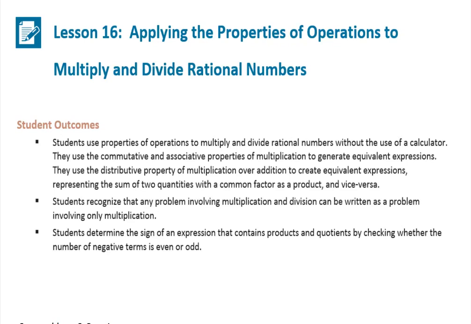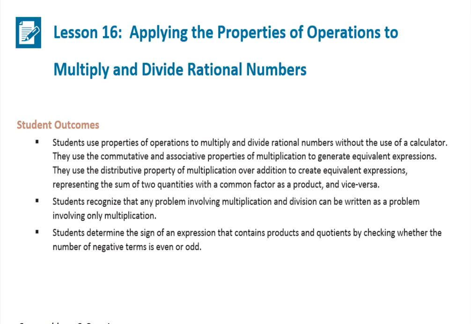Today we're taking a look at lesson 16, applying the properties of operations to multiply and divide rational numbers. Your target goals are that you'll be able to use these properties of operations to multiply and divide rational numbers without the use of a calculator. You'll also be able to use the commutative and associative property of multiplication to generate equivalent expressions, as well as the distributive property of multiplication over addition to create equivalent expressions, representing the sum of two quantities with a common factor as a product, and vice versa.